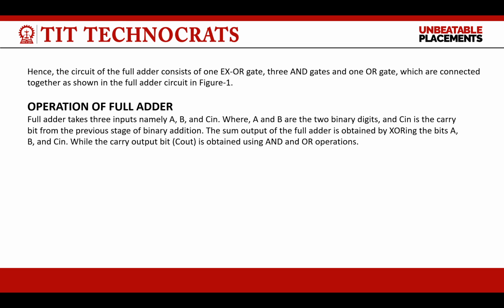Now let us discuss the operation of the full adder. The full adder takes three inputs, namely A, B and C in, where A and B are the two binary digits and C in is the carry bit from the previous stage of binary addition. The sum output of the full adder is obtained by XORing the bits A, B and C in, while the carry output bit C out is obtained using AND and OR operations.